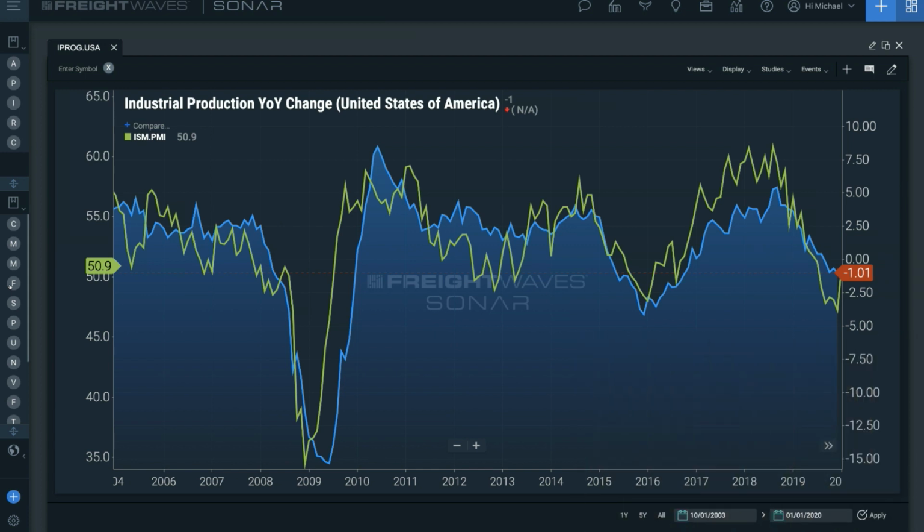But yeah, let's talk about this. What are we looking at here? What the heck is iProd? So iProG is industrial production, iPro being industrial production, G indicating year-over-year growth, and then USA for the USA. So when we're looking at that, we have iProG industrial production in the blue line, and in the green line we have the ISM PMI. We're going to get into that shortly, but just focus on the blue line for now. We can look at the industrial production.